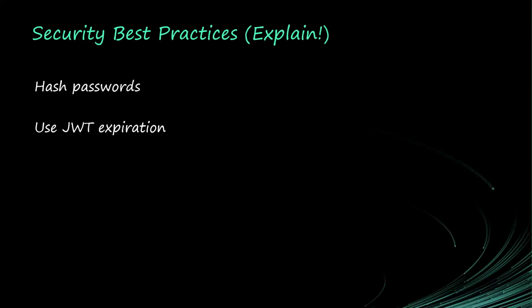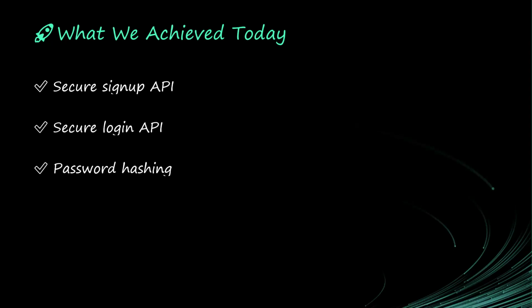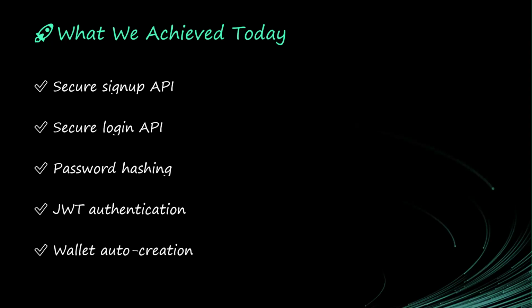So always hash your password, use JWT expiration, never expose your secrets, validate inputs. Okay, that will be done later. So what did we achieve today? We created a secure sign-up API. Our sign-up API is very, very secured. We created a secure login API, password hashing, JWT authentication, and we created an automatic wallet. So once we create a user, the user has a wallet.